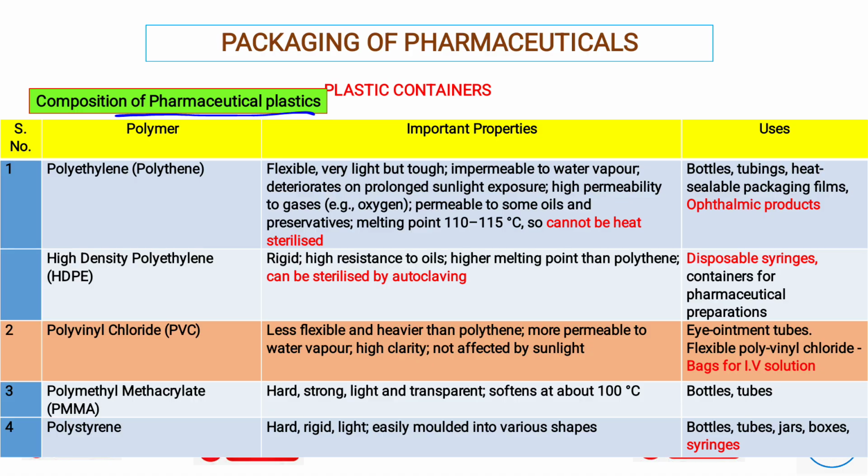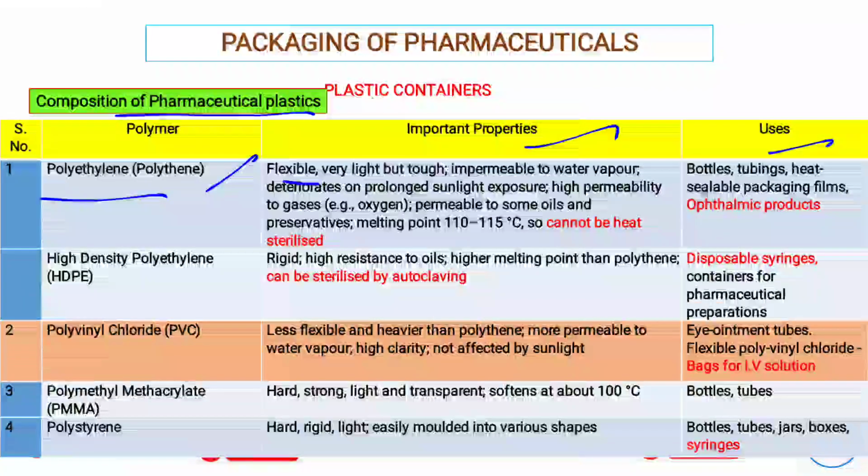And the composition of plastic containers. Pharmaceutical plastics are the polymers, and their importance, properties, and uses we'll discuss. So polythene, also called polyethylene. Its properties are flexible, very light but tough, impermeable to water vapor, and it deteriorates on prolonged sunlight exposure. It has high permeability to gases, for example oxygen, and is permeable to some oils and preservatives. The melting point of polyethylene is 110 to 115 degrees Celsius.